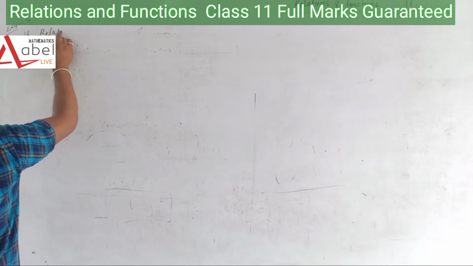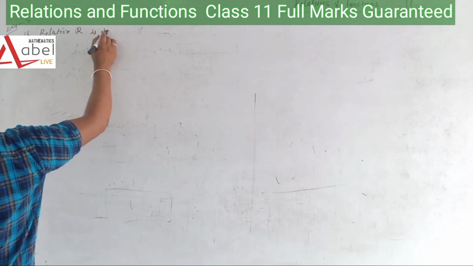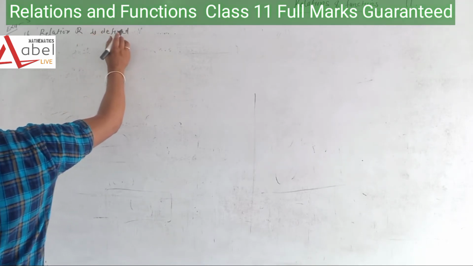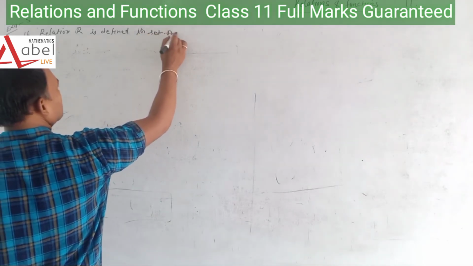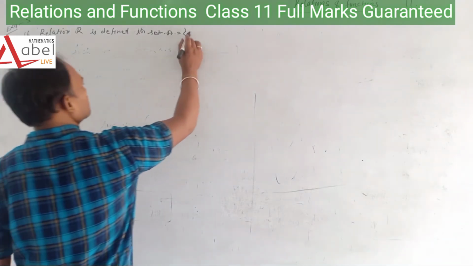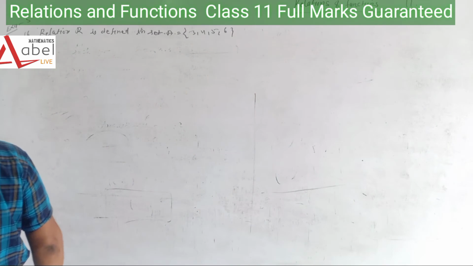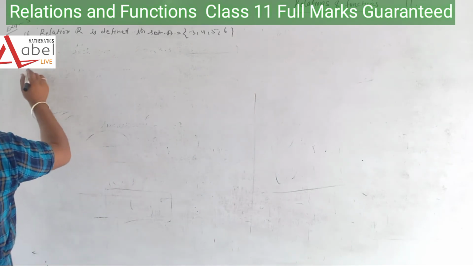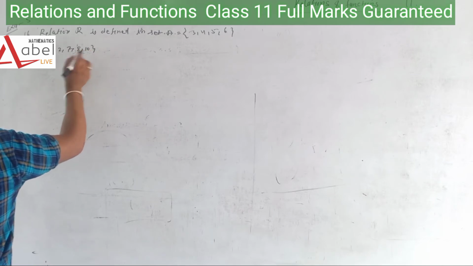Relation R is defined in set A equal to 3, 4, 5, 6, which is given, and B equal to 2, 7, 8, 10.